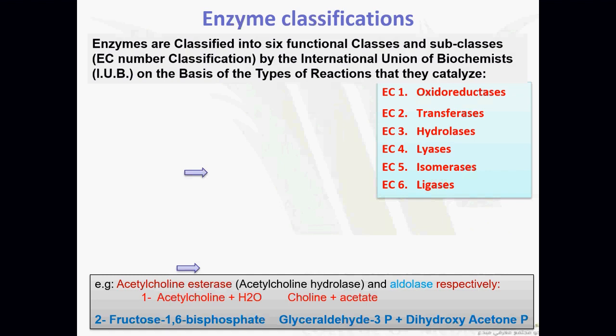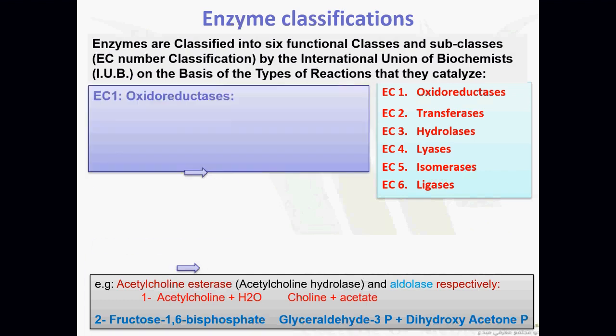The isomerases are the type of enzymes that activate the transformation of one isomer of the substrate to the other form. For example, the L sugar to the D sugar, or the L amino acid to the D amino acid. The last class, the ligases, are the enzymes that link different parts of the substrate to form a more complex compound. I will give some examples.